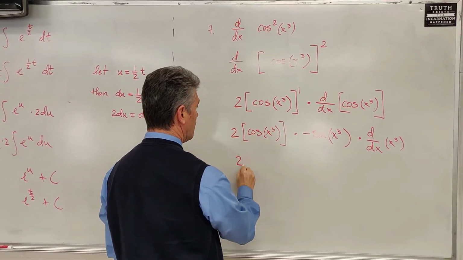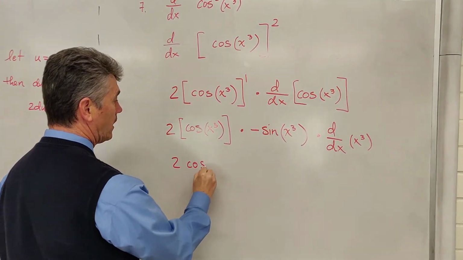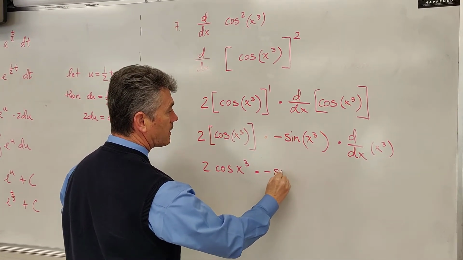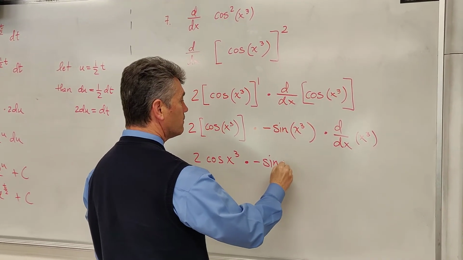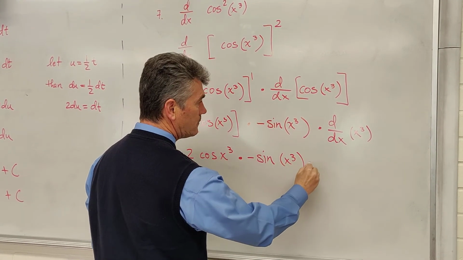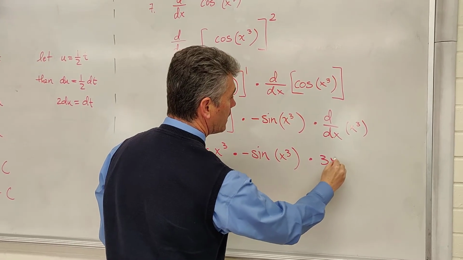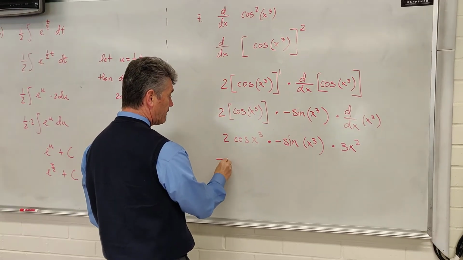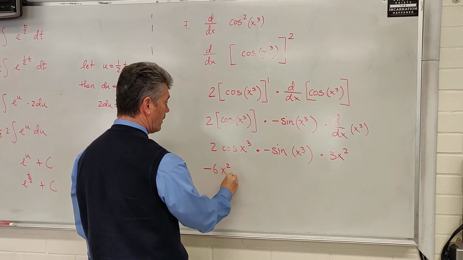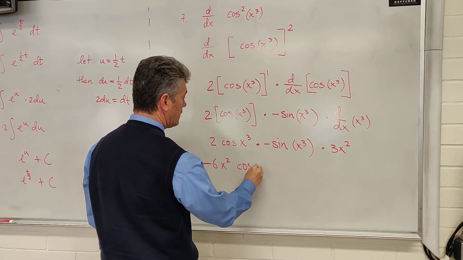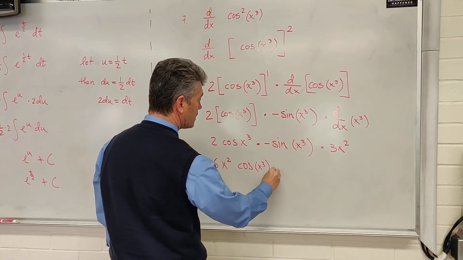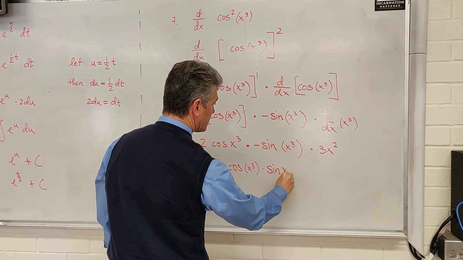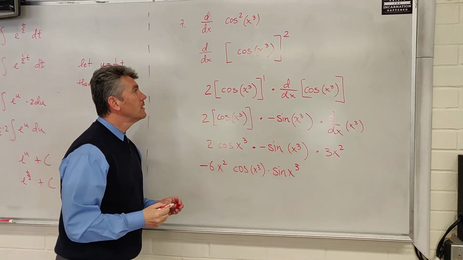So this becomes 2 cosine of x cubed times negative sine of x cubed times 3x squared. This is negative 6x squared cosine of x cubed times sine of x cubed. And now you are done.